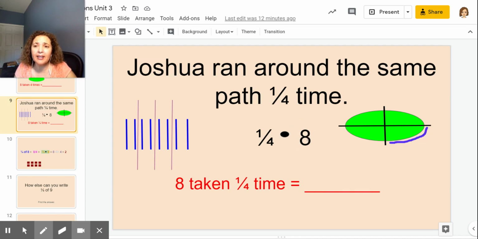So another way to think about it is 8 divided by 4, right? So each one of these has to be 2. This is 2, this is 2, this is 2, this is 2, because it has to equal 8. So 8 taken 1/4 of the time is equal to 2. Another way to do it is over here. I got my 8 miles and I divided them into 4 equal groups. 1 group, 2 groups, 3 groups, 4 groups. How many in each group? 2. So 1/4 of 8 is 2.